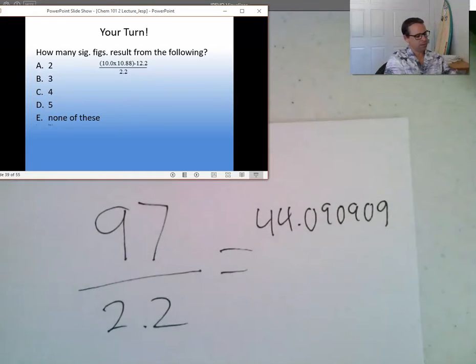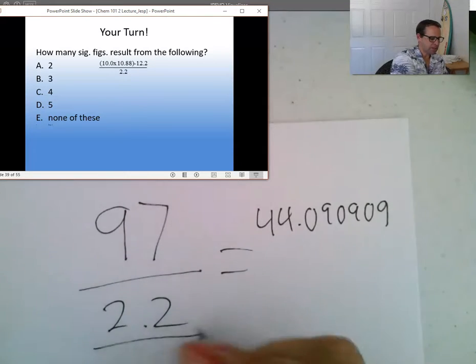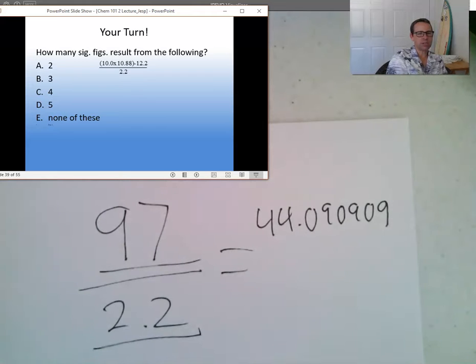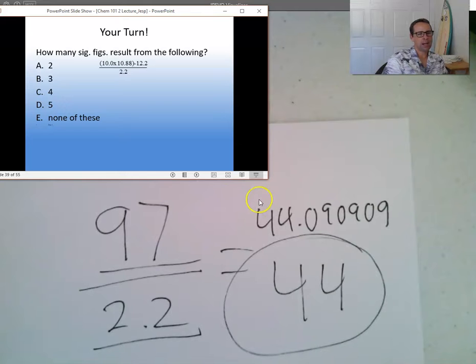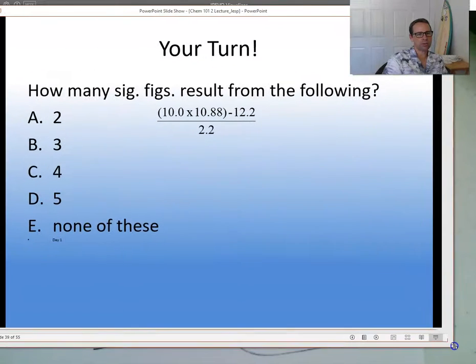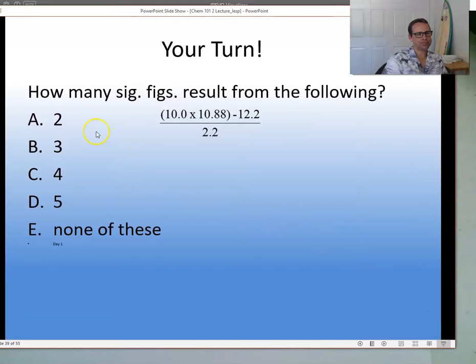Okay, so how many significant digits am I going to keep? Just 2. That's right. 2 significant digits in each of those. It's a division problem. So the answer is 44, and that has 2 significant digits. So our answer that they're looking for here is 2.